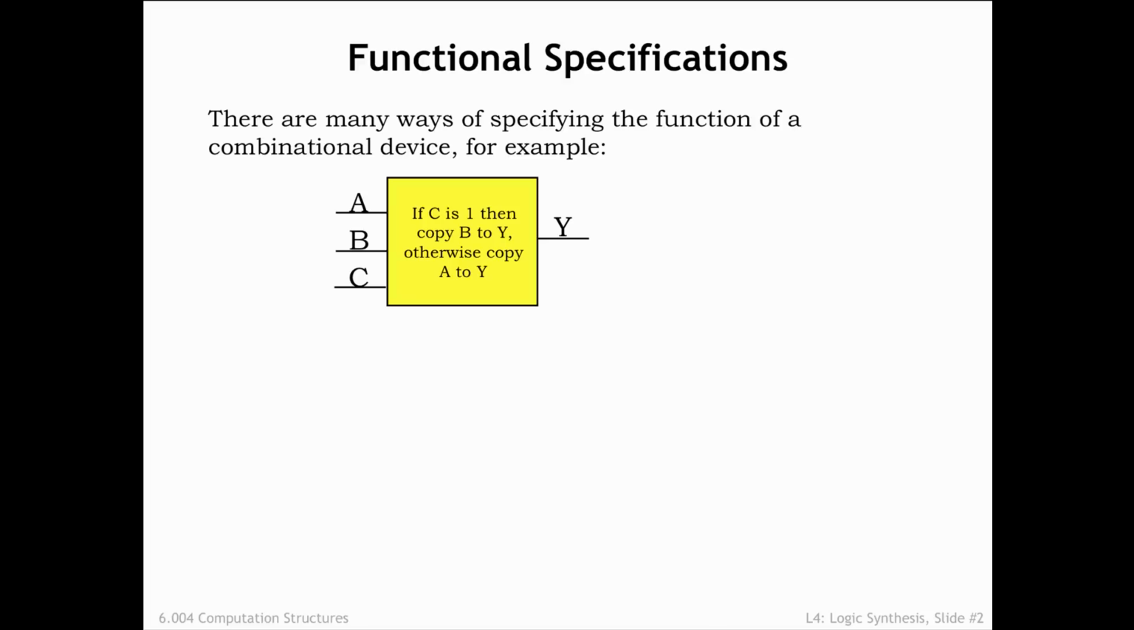In this lecture, you'll learn various techniques for creating combinational logic circuits that implement a particular functional specification. A functional specification is part of the static discipline we use to create the combinational logic abstraction of a circuit. One approach is to use natural language to describe the operation of a device.